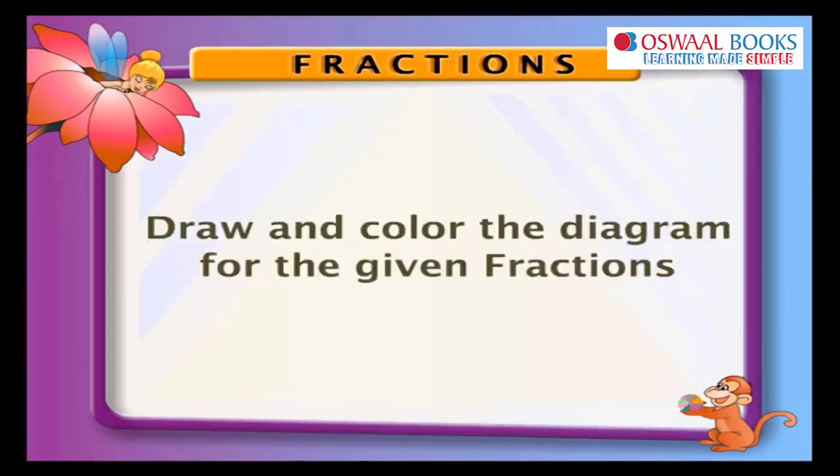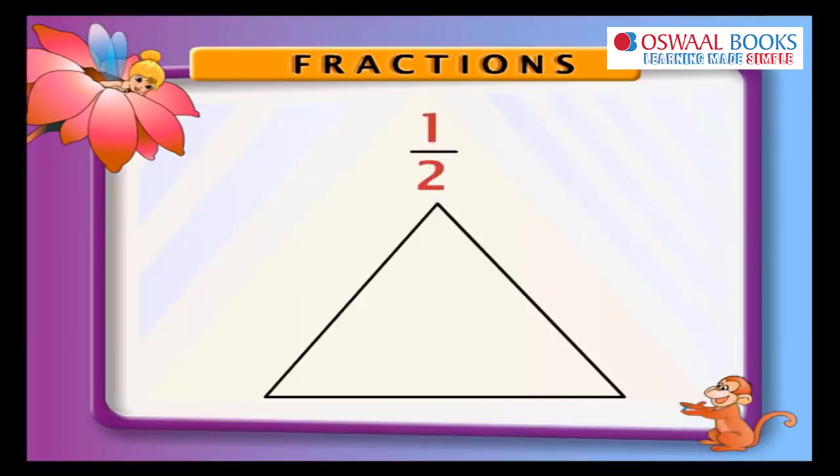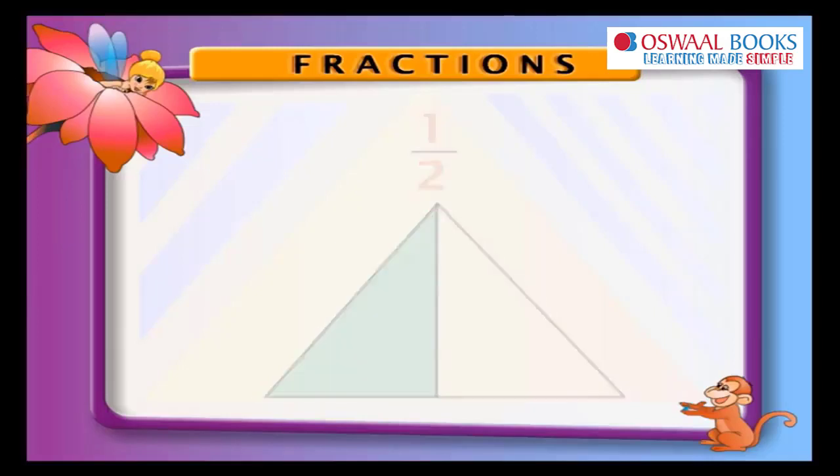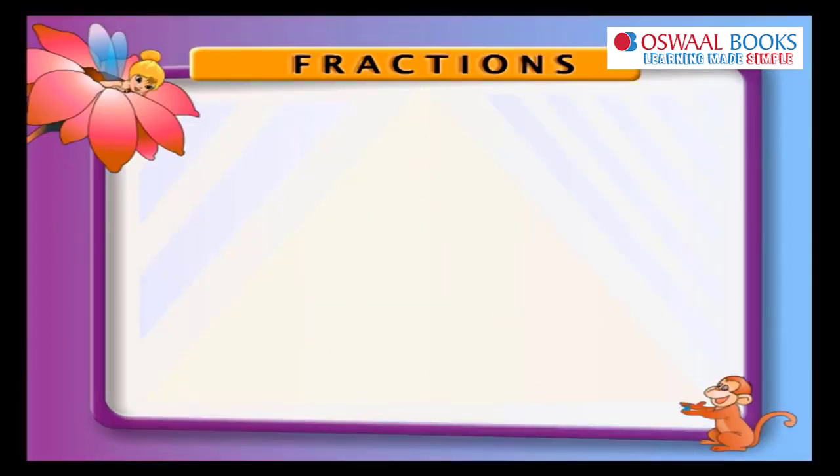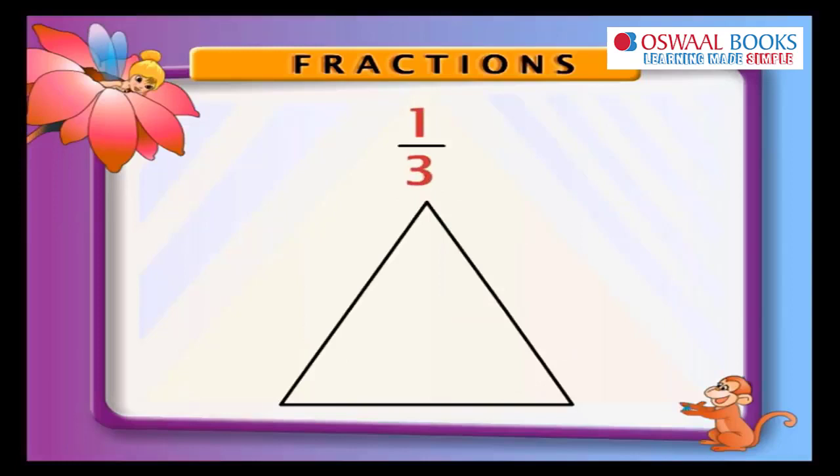Draw and color the diagram for the given fractions. The given fraction is 1 by 2. So divide the triangle into 2 and color half of it. The given fraction is 1 by 4. So divide the circle into 4 and color 1 portion of it. The given fraction is 1 by 3. So divide the triangle into 3 and color 1 portion.